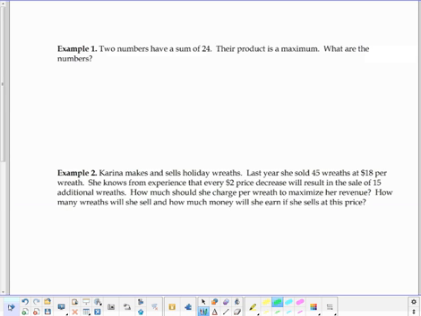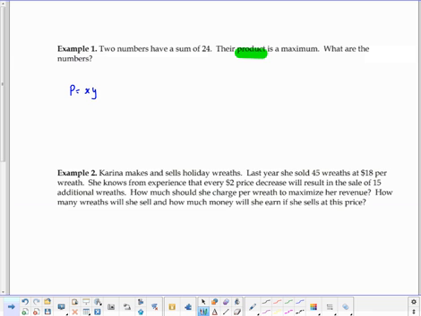Okay, so it says that two numbers have a sum of 24, their product is a maximum. What are the numbers? So the first step is we want to identify what we're maximizing. We are maximizing what? Again, product. So our equation is going to be our product equals x times y. So that's our first step.